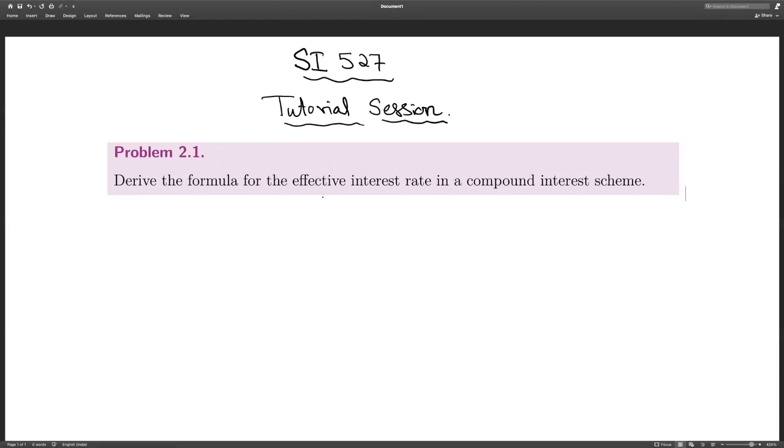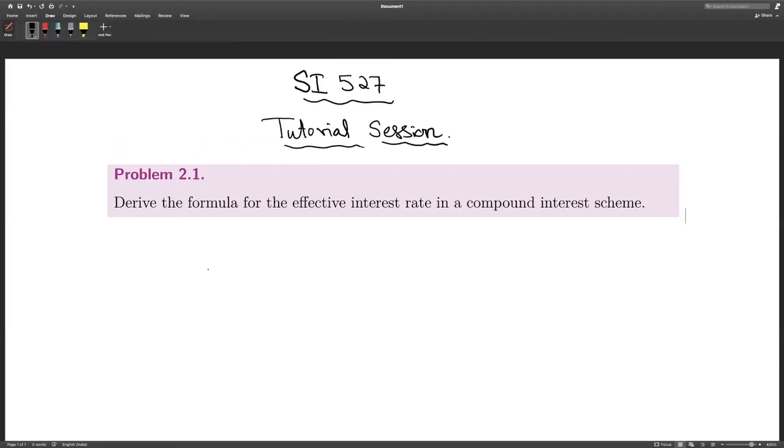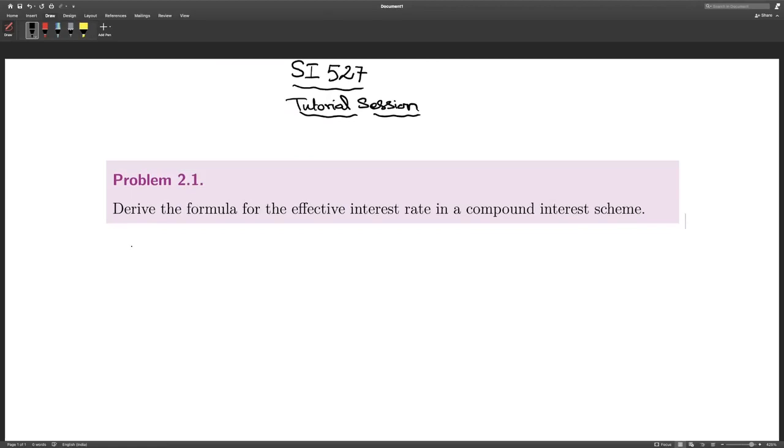If you recall, what is the effective interest rate? Suppose you are given interest rate R per annum and you have the compound interest scheme, then actually the interest obtained will be slightly more than what is specified as the interest rate, right? Because of the compounding nature of the interest scheme. Therefore, what is exactly the interest that is obtained in the investment is what is called the effective interest rate. Let us derive the formula now.